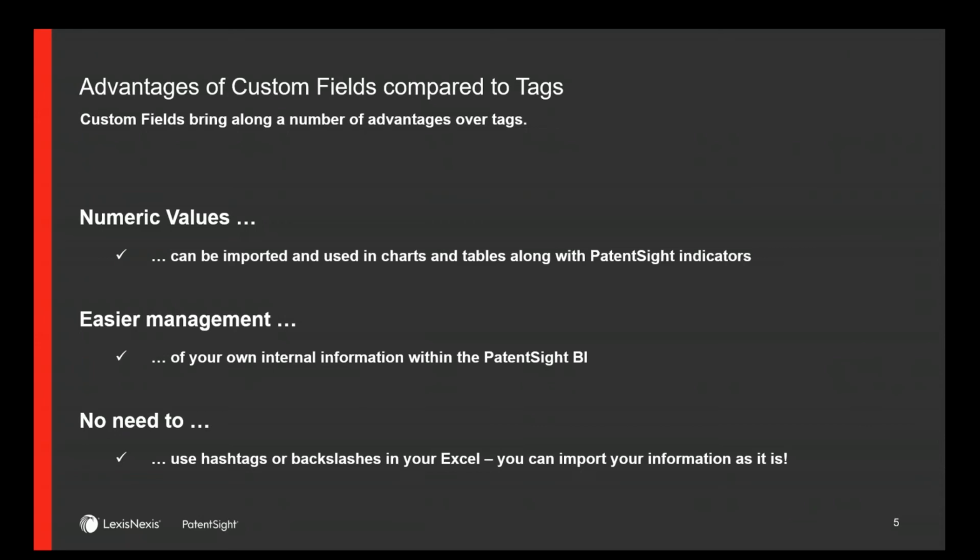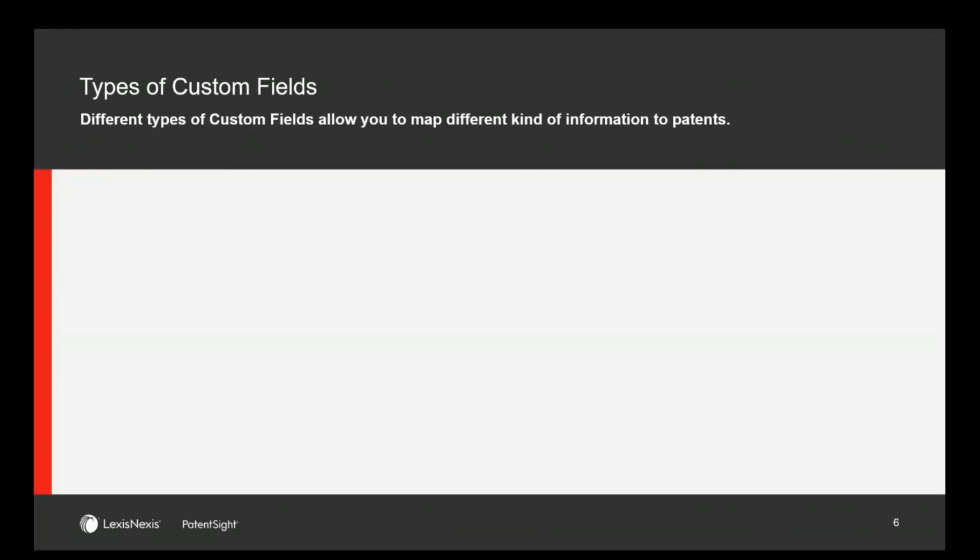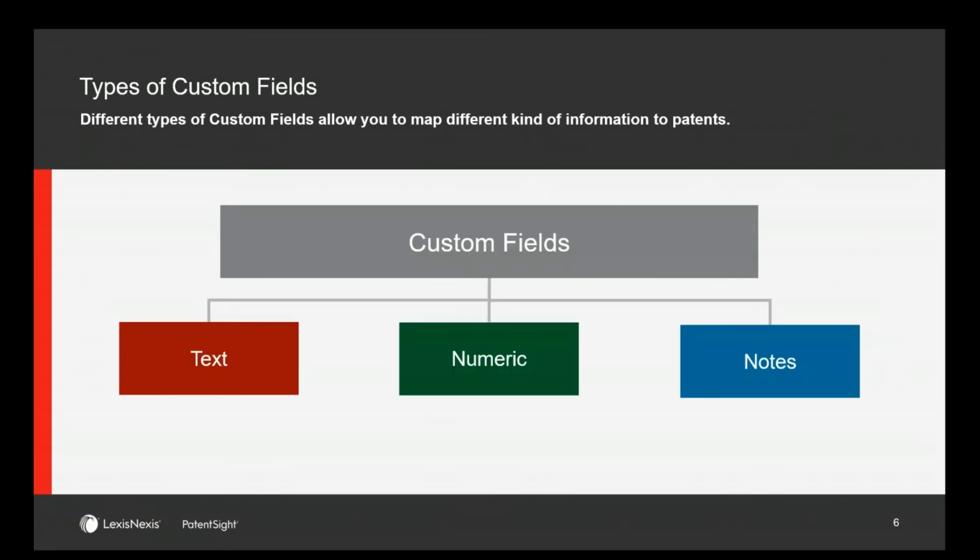But first things first, let me explain the different types of custom fields. Because if you have different types of information, obviously there should be some kind of categorization in the custom fields as well. So first of all, we have a differentiation between text custom fields for text information, obviously, numeric custom fields if you want to import some numbers, and also we have special default kinds of custom fields, which is nodes.